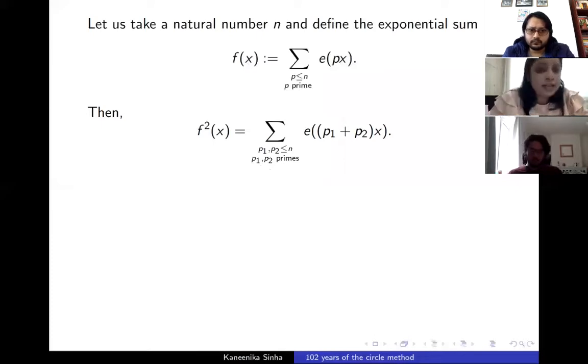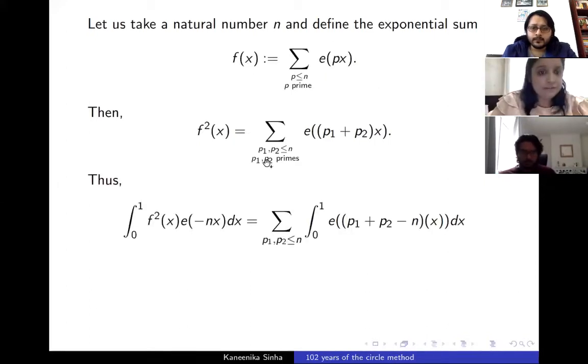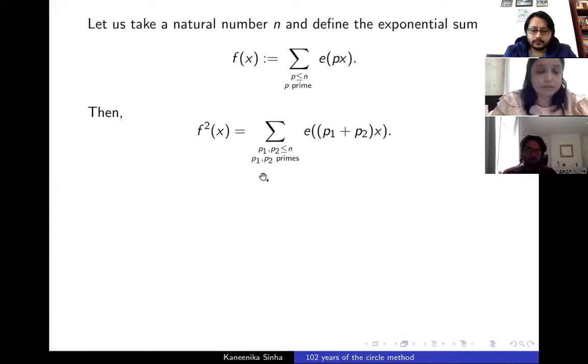Now from this, suppose I want to take the square of f of x. Immediately, using the fact that e of p1 x times e of p2 x is e of (p1 plus p2) times x, we are able to write out this expression for f square of x. So this is the sum of all such e of mx, where m is a sum of two primes, p1 and p2, less than or equal to n.